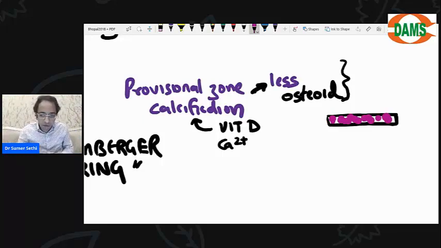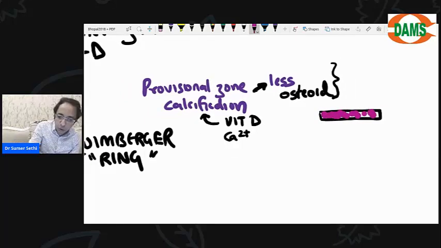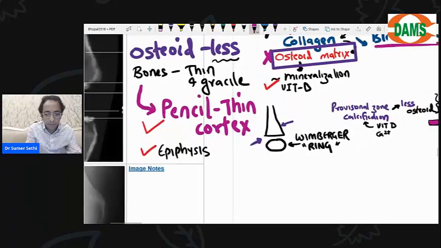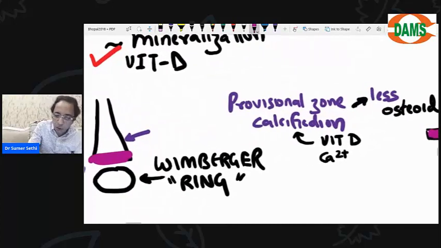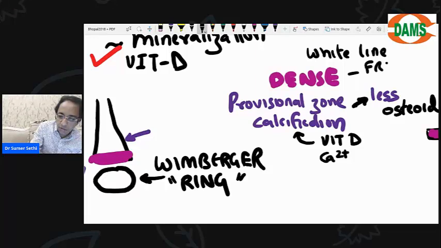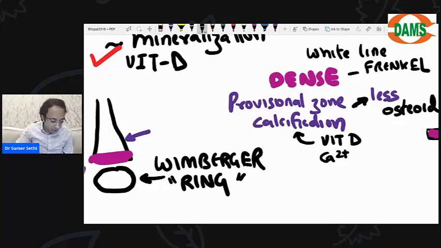Okay, if osteoid is less but mineralization is happening at its own speed, the provisional zone will become dense. So what happens in scurvy is your provisional zone of calcification appears more dense, which is exactly opposite to what happens in rickets. This is called the white line of Frankel. Do you understand the concept or not?